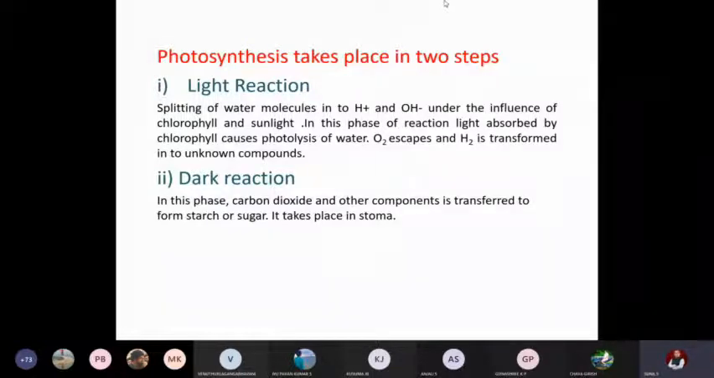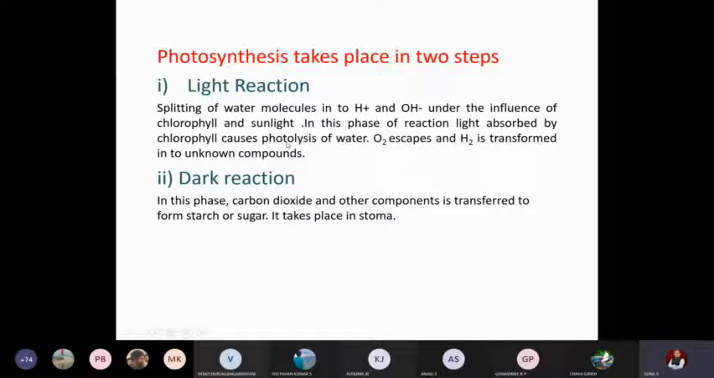During night time, it is not preferable to sleep under the trees or plants. Why? Because they also breathe like human beings. They consume oxygen and give out carbon dioxide. Only during the daytime, when this reaction is predominant, oxygen will be released by the plants. So oxygen escapes and hydrogen is formed into unknown compounds.